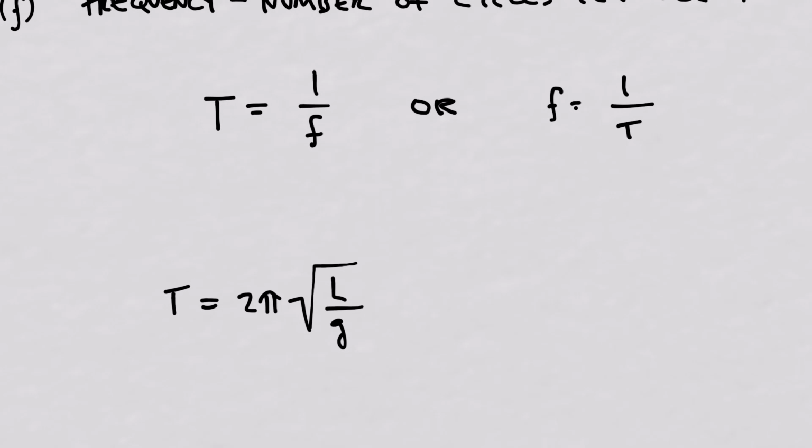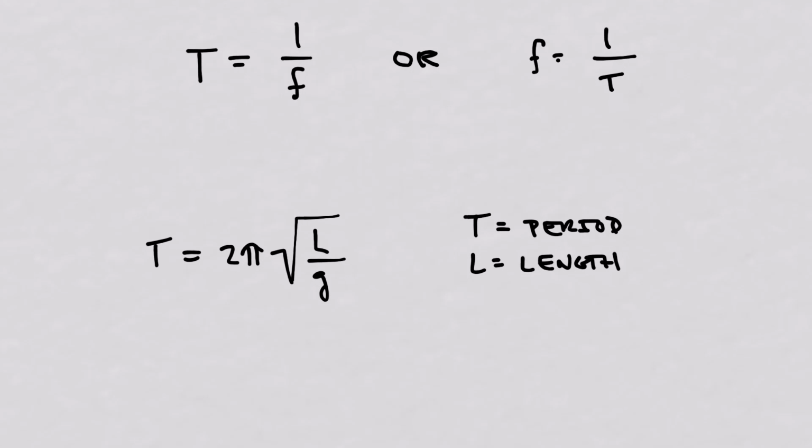So let's just, on the side here, define all these terms. T, remember, is equal to the period. L is equal to length, and that's the length of the string. And g is equal to the acceleration due to gravity. We're just going to call it gravity.